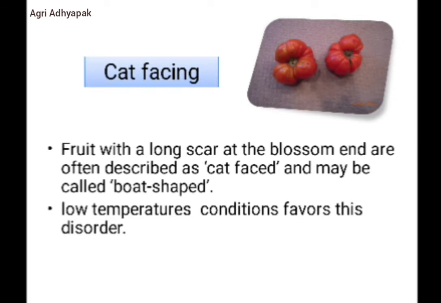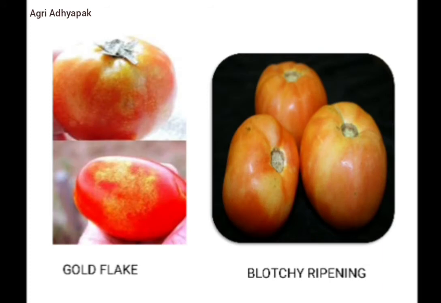And next, cat facing. Fruit with long scars at the blossom end are often described as cat face, also known as boat shaped. It can be easily identified by the shape, and lower temperature is the major favoring factor for this disorder. Other disorders of tomato are gold fleck. Tomato is basically red in color, but in the red color we can see gold dots in it.